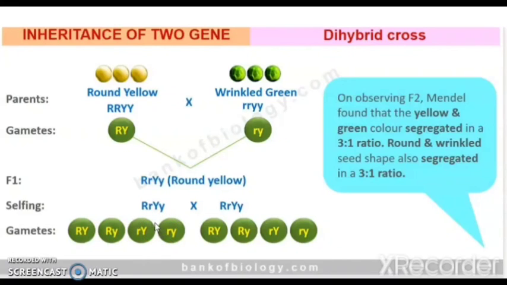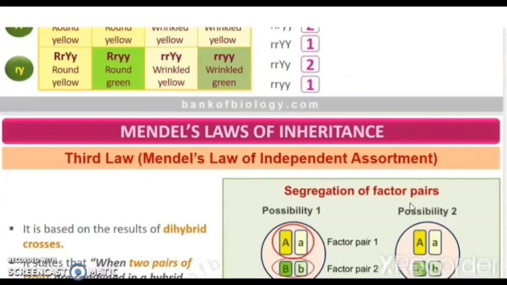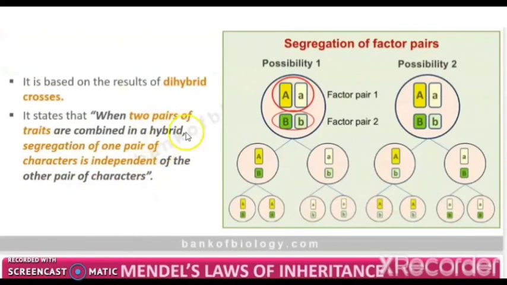So this is how the dihybrid cross works in Mendel's experiment, and this is the definition of the law of independent assortment. When two pairs of traits are combined in a hybrid, segregation of one pair of characters is independent of the other pair of characters. That is why they work independently and give rise to new characters also. Clear, children? Okay. Now let us move on to the next part, which is the chromosomal theory of inheritance.